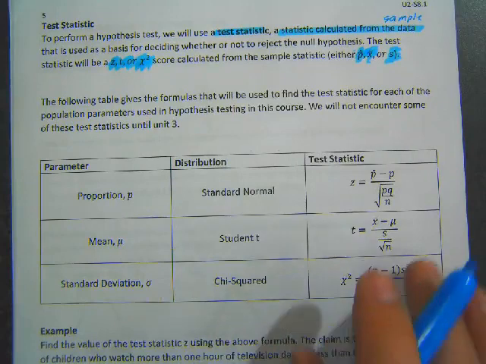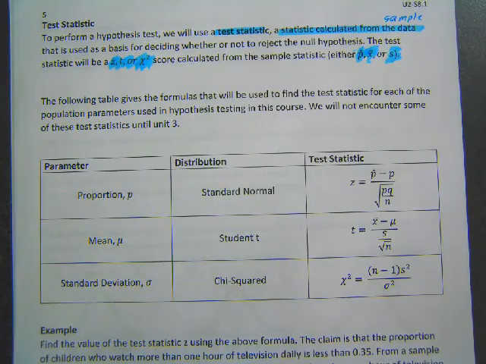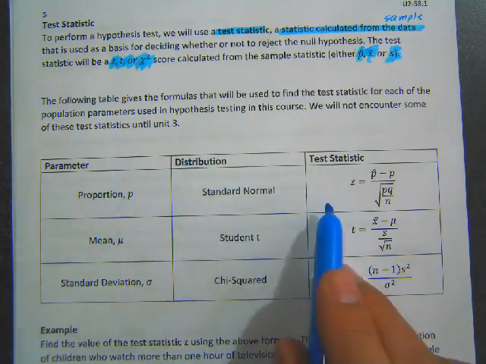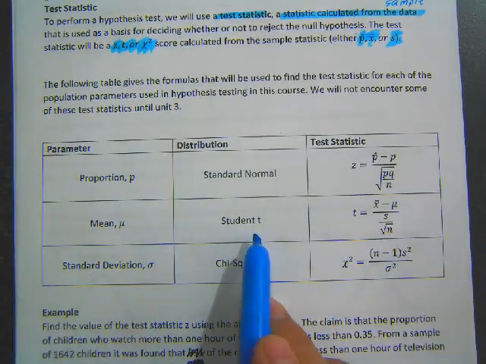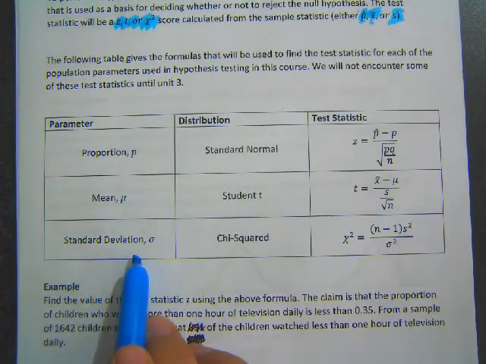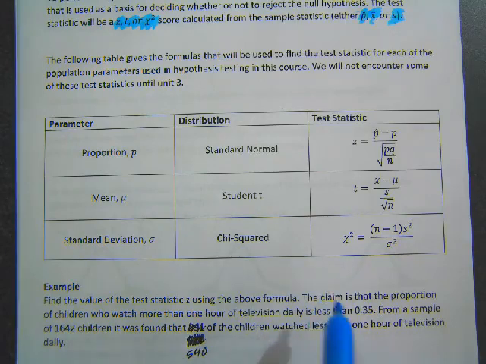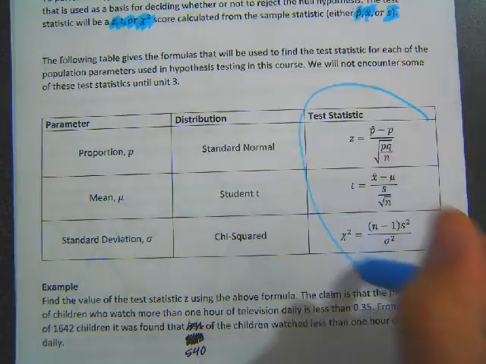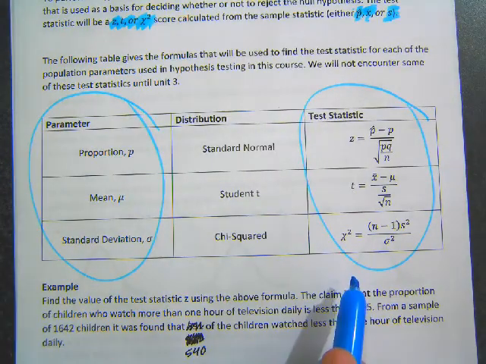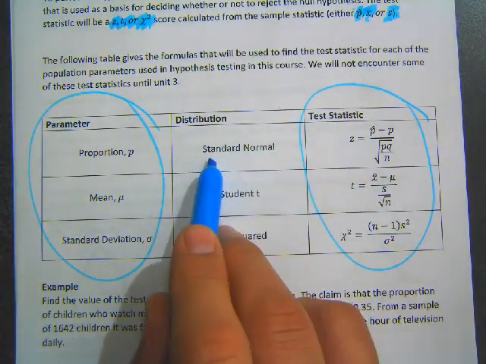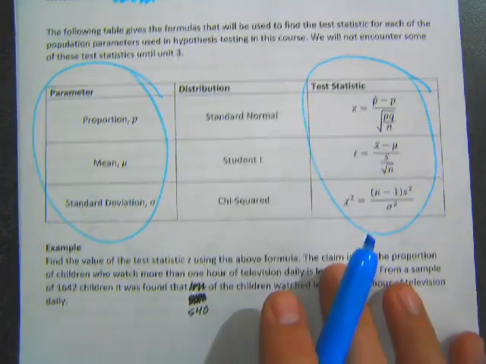This chart has the formulas for the different test statistics. If you're doing proportions, you'll get a z-score with this formula. If you're doing means, you'll get a t-score with this formula. And if you're doing standard deviations, you'll get a chi-square with this formula. Again, we won't see those until later, so you don't have to worry about them too much. But those are the formulas for proportion, mean, and standard deviation. And again, z-scores are on the standard normal chart, t-scores are on the Student chart, and this one's called the chi-squared chart. But again, we won't see it for a while.